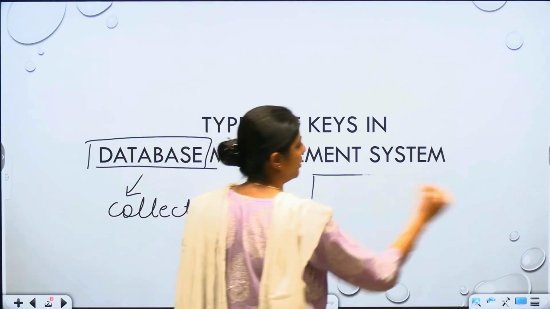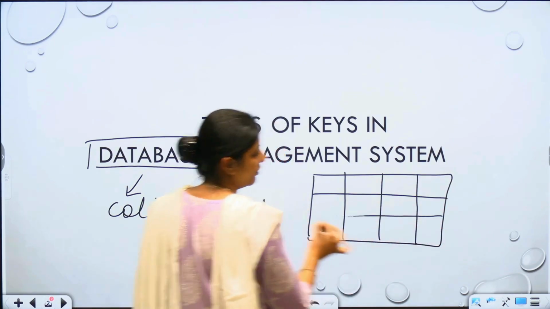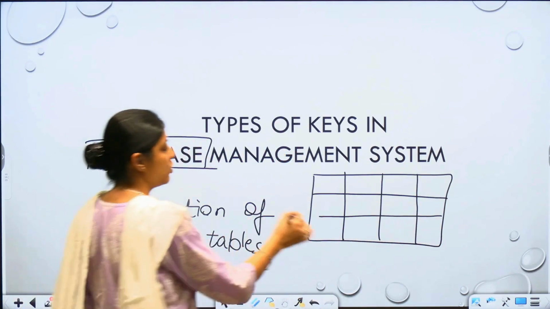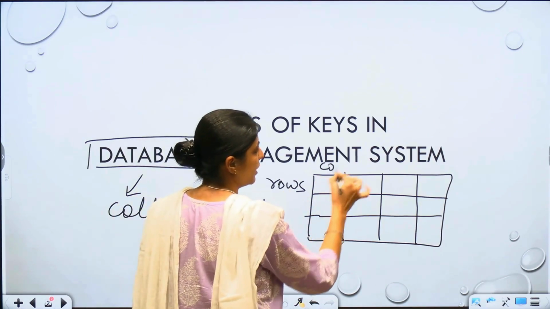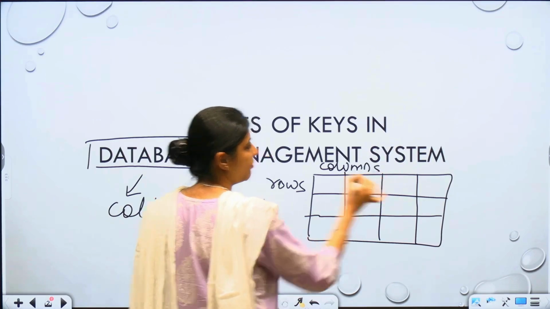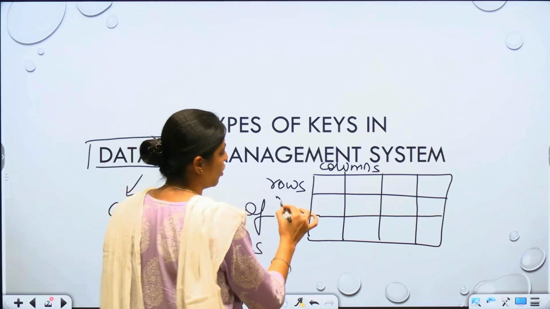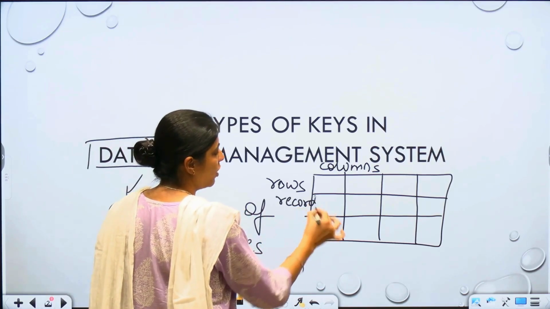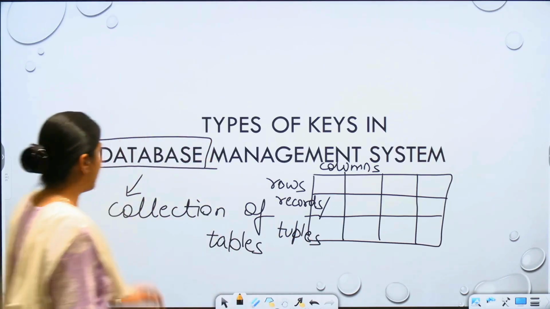Tables are a collection of records. That means we have rows and columns in a table, in which all our data will be stored. Rows are also called records or tuples in a table. So why do we actually need rows, records or tuples?